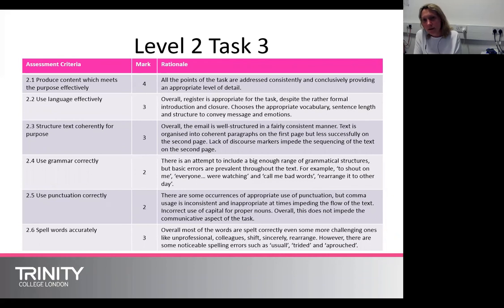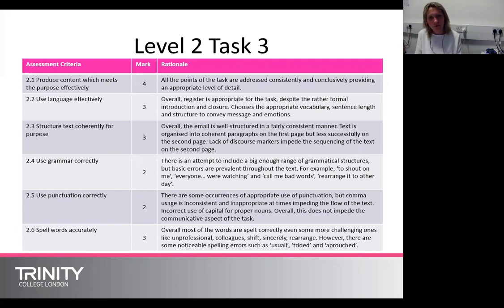Now, again, we are not looking at, generally, is this a pass, is this a fail? We're looking at each of the criterion separately. So there might be grammatical errors, but does the candidate produce content that is appropriate for this task? So 2.1, have they selected the right level of detail? Have they included the right level of information? And the answer is yes. All the points of the tasks are addressed, they're addressed consistently, and they provide an appropriate level of detail. So full marks here.